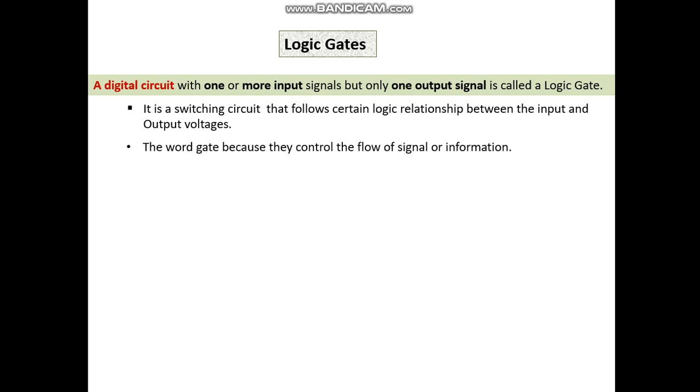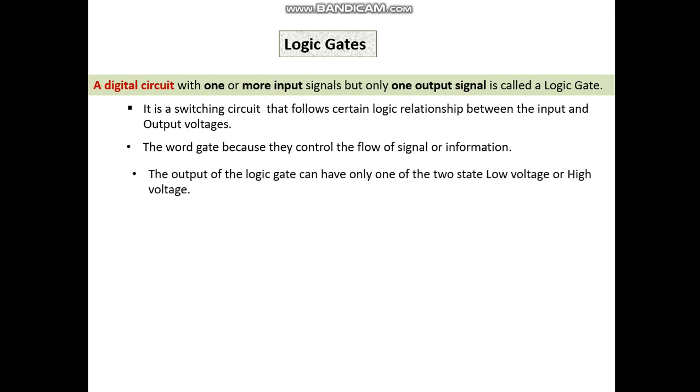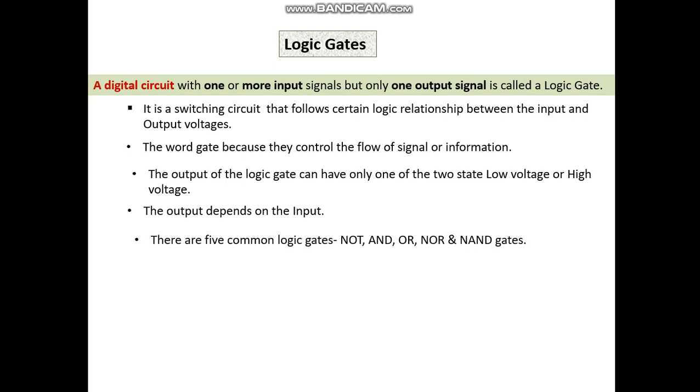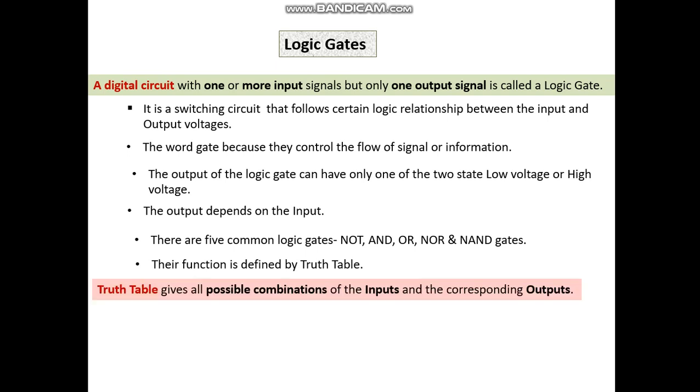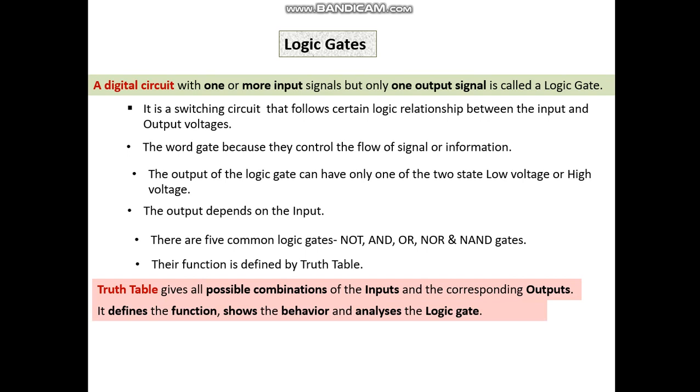The word gate is used because it controls the flow of signal or information. The output of the logic gate can have only one of two states, low voltage or high voltage. The output depends on the input. There are 5 common logic gates: NOT, OR, AND, NOR, and NAND gates. Their function is defined by a truth table. A truth table gives all possible combinations of the input and the corresponding outputs. It defines the function, shows the behavior, and analyzes the logic gate.